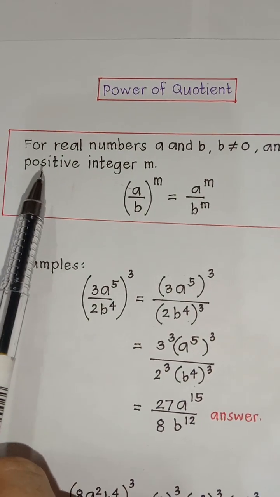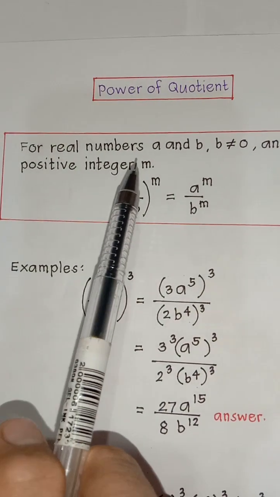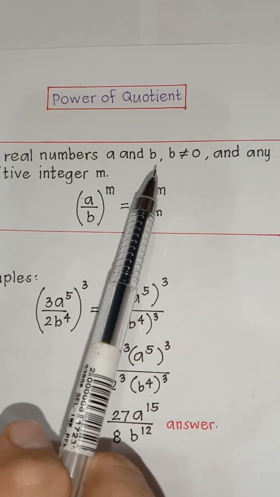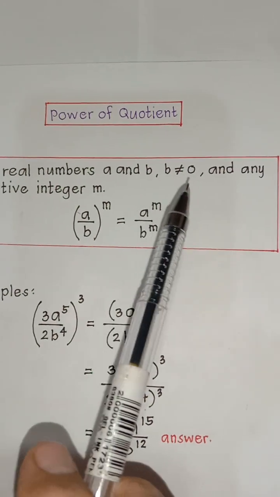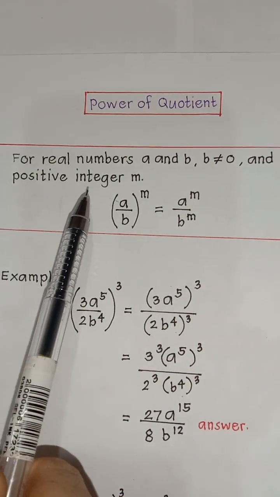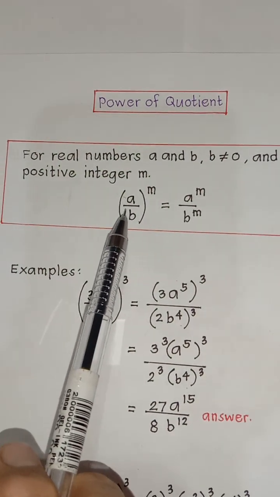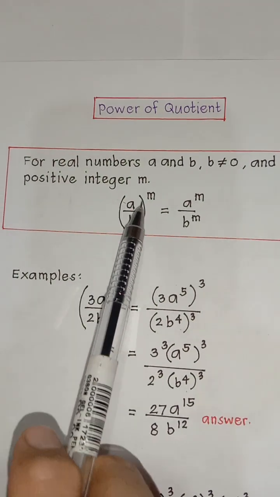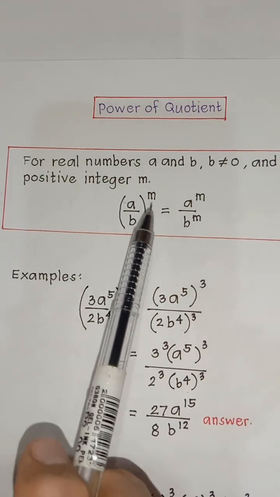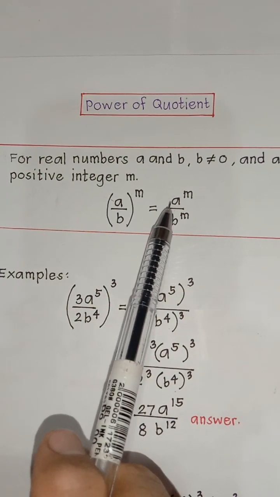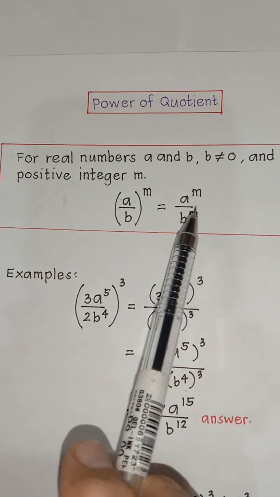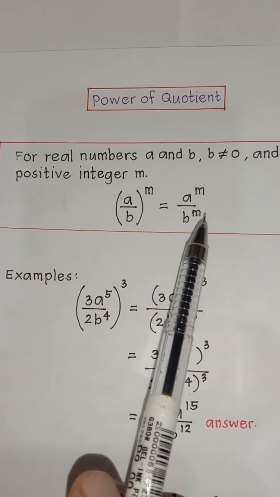So let us remember that for real numbers a and b, where b is not equal to 0, and any positive integer m, (a over b) raised to the power of m is just equal to a raised to the power of m divided by b raised to the power of m.